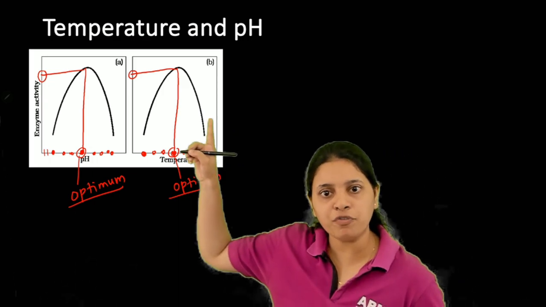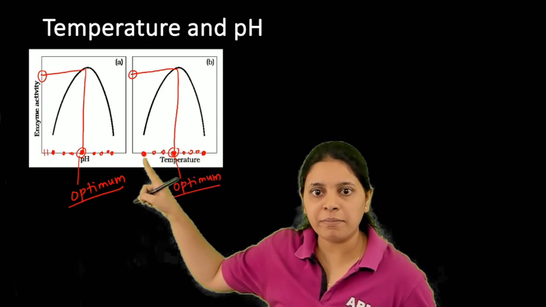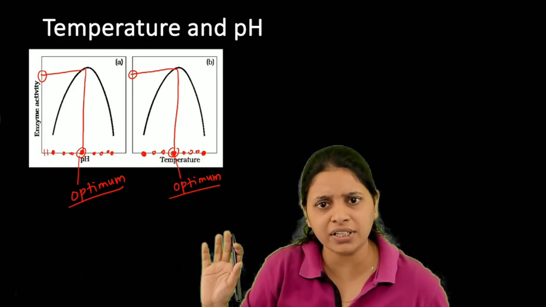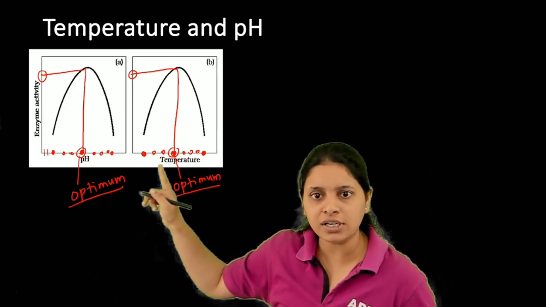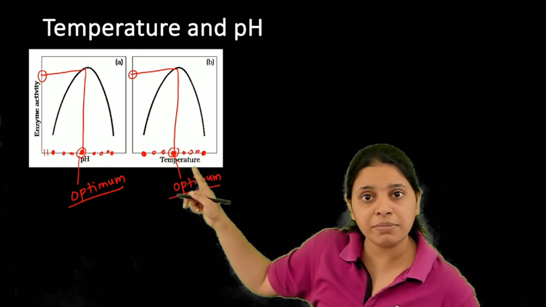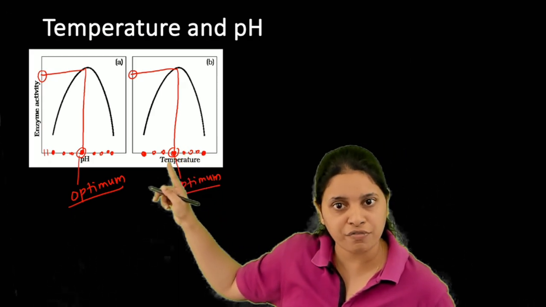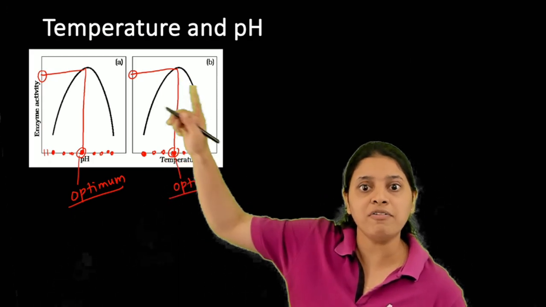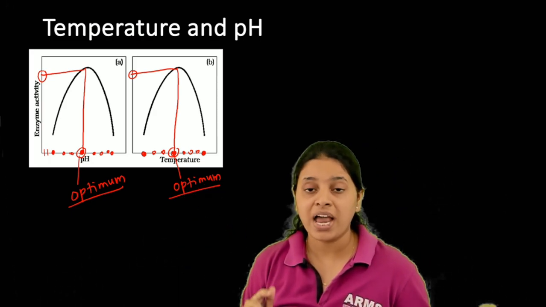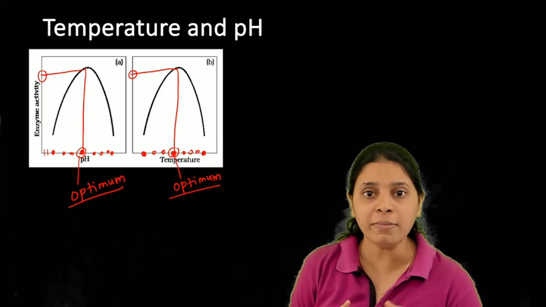So again, for this particular enzyme, you will have the lowest temperature where enzyme shows some activity, that is the minimum temperature. Then the highest temperature value where enzyme shows some activity, that is the maximum temperature. And in between minimum and maximum, you will have a particular temperature value where the enzyme will have highest activity. That temperature is optimum temperature. Enzyme will do the best activity at optimum pH and optimum temperature.